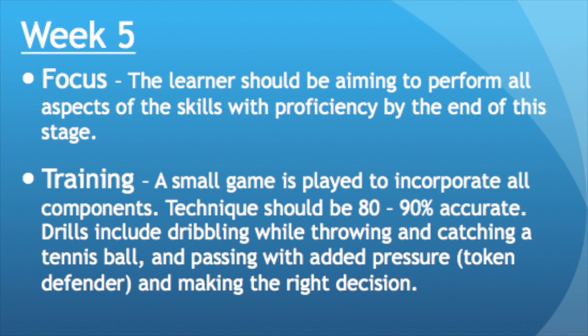The drills for week 5 include dribbling while throwing and catching a tennis ball and passing the ball with added pressure. In week 5 of the skills training program, the learner should be in stage 3, the autonomous stage of learning. During the autonomous stage of learning, the movement execution becomes more automatic and the attention can be directed elsewhere.